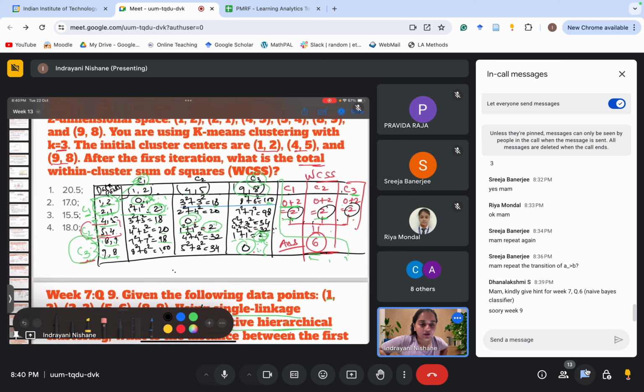So for naive Bayes classifier, mostly the questions are of similar nature. We have actually done 2-3 different types of questions in our session also. So for naive Bayes, you can go and watch week 9's recording or week 9's PDF. Go through that. You will find some hints there.